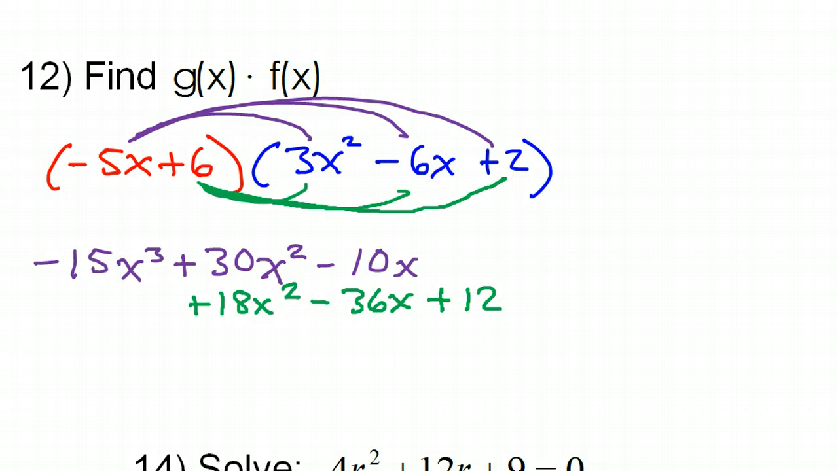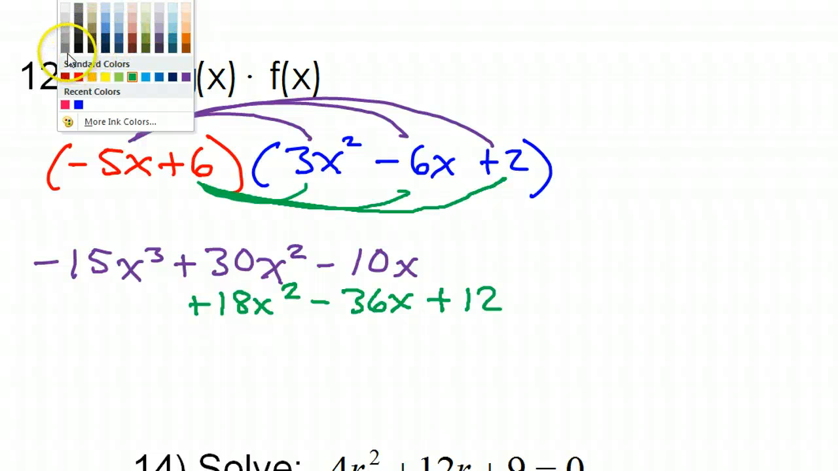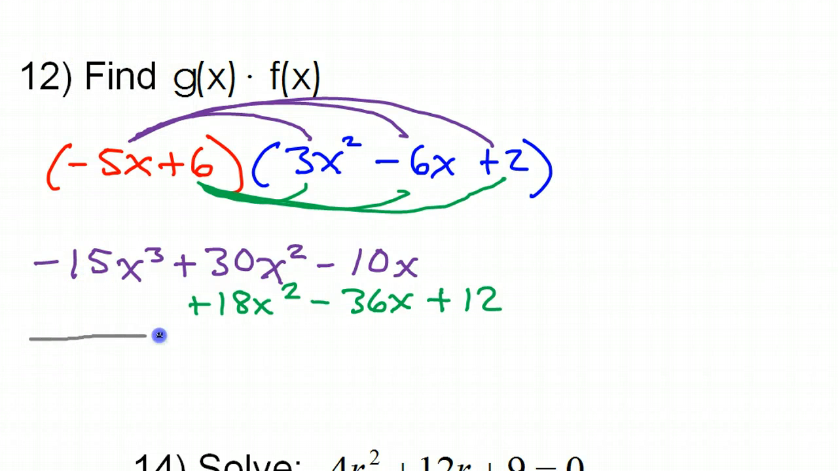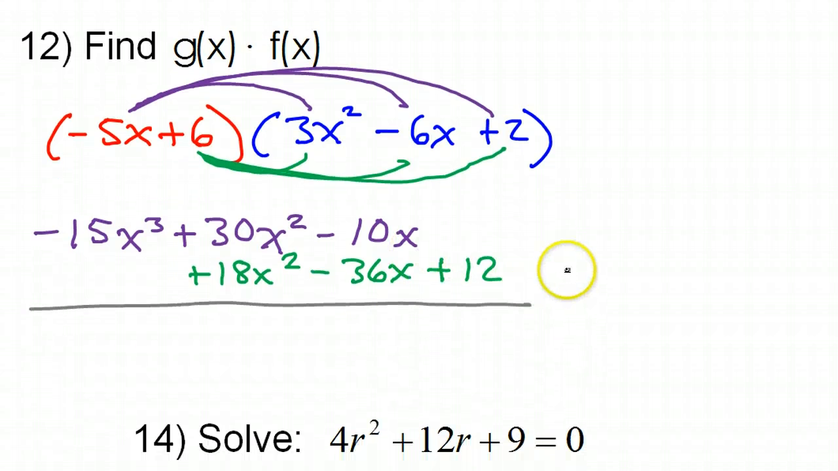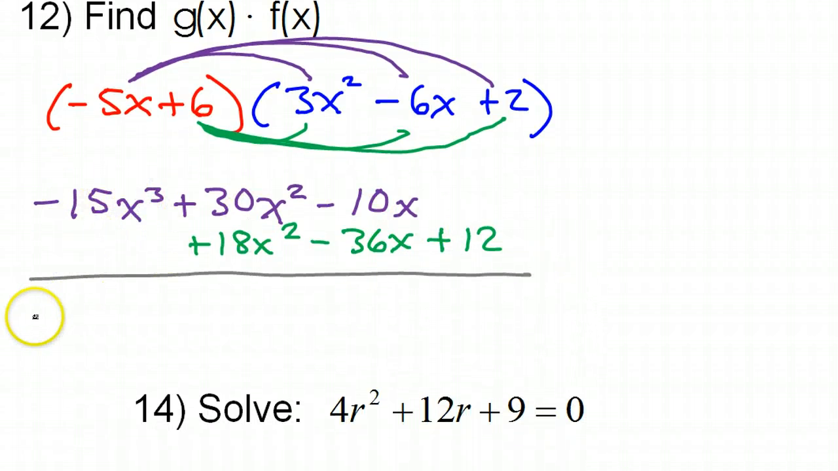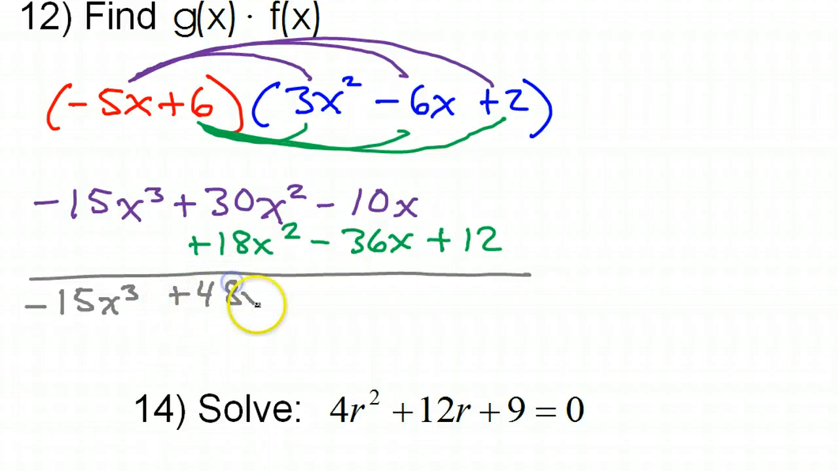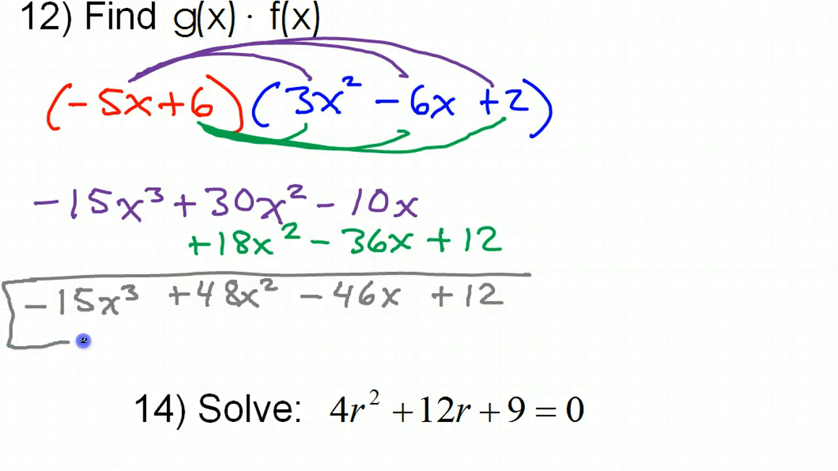Now we can go ahead and combine these like terms. So that's going to look like this. Negative 15x to the third power is just going to come down. And then 30 plus 18 is 48x squared. Negative 10x plus negative 36x is negative 46x, and positive 12 comes down. So this would be your answer for number 12.